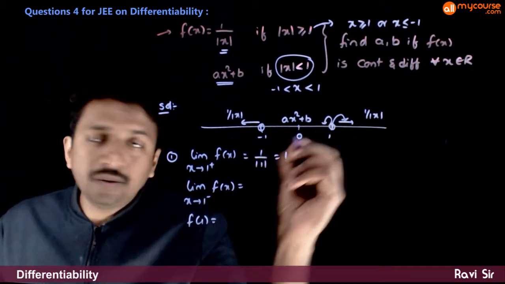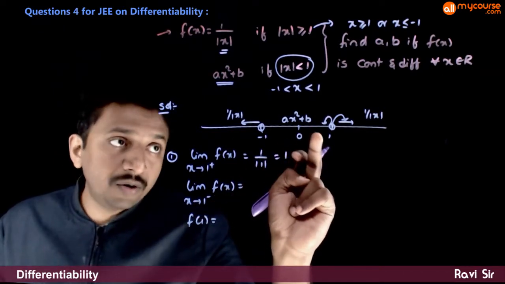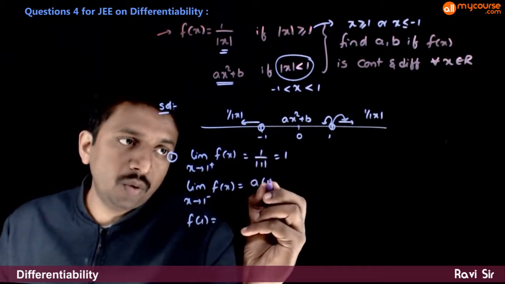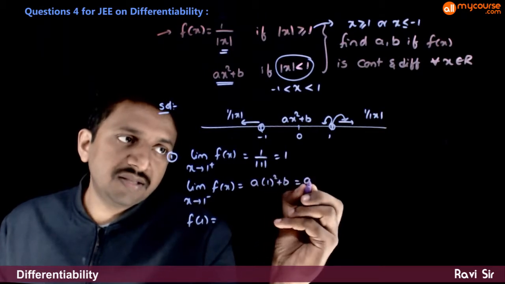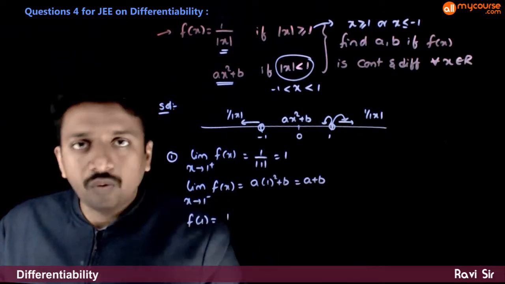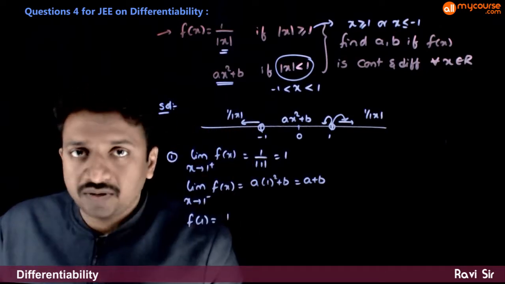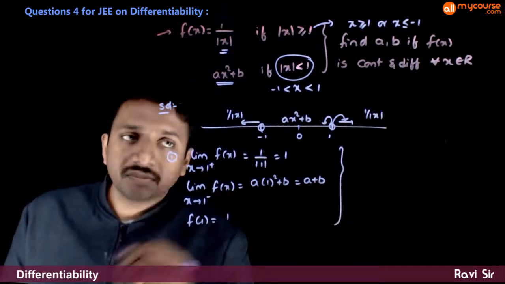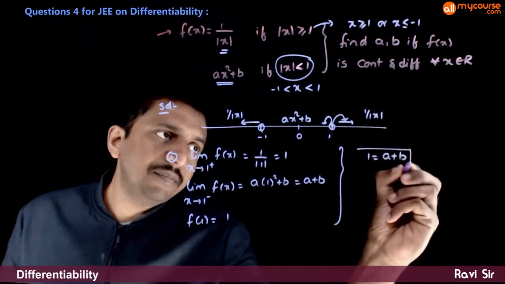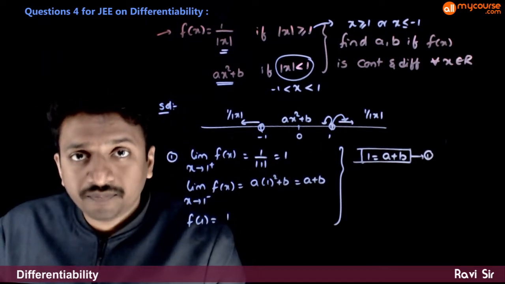And on the left neighborhood, the value of the limit can be found out by substituting x equal to 1 in ax square plus b. It is a into 1 square plus b, which is equal to a plus b. And the functional value is also equal to 1. So the same thing happens at x is equal to minus 1. So for continuity, 1 has to be equal to a plus b. This is the first condition. For continuity, a plus b has to be equal to 1.